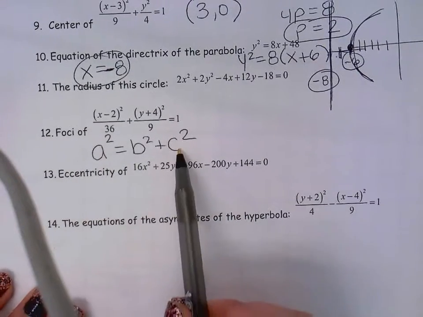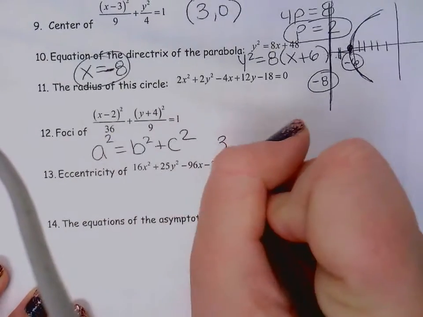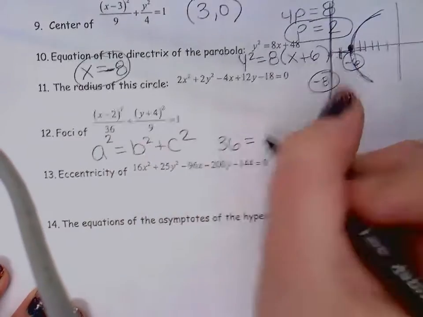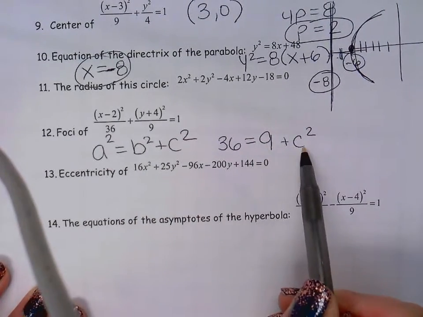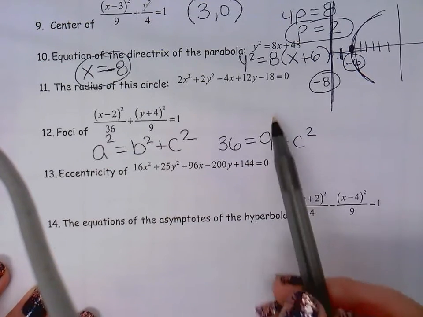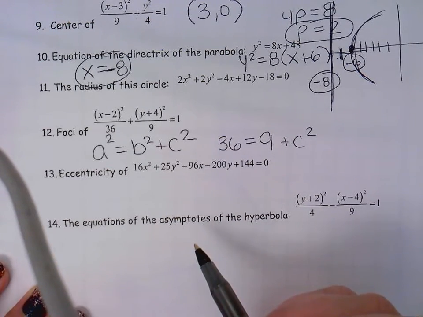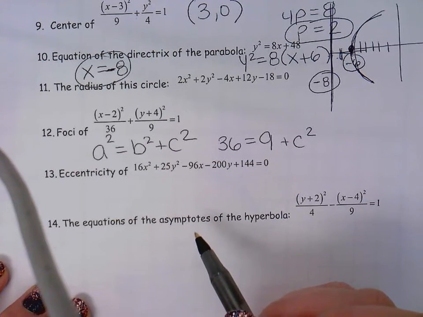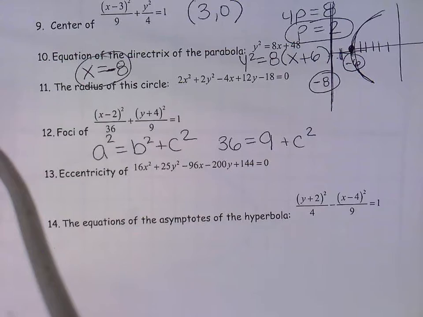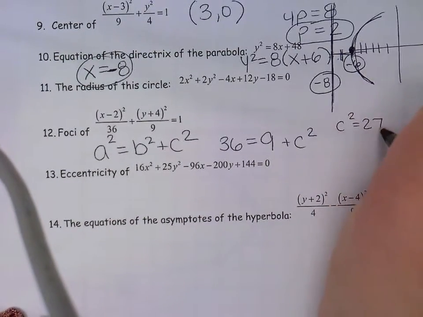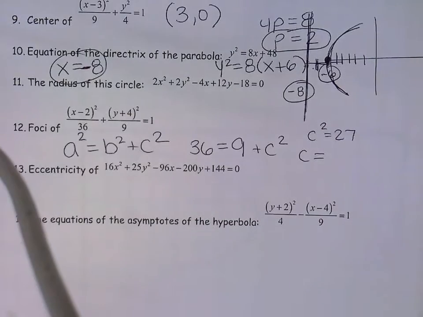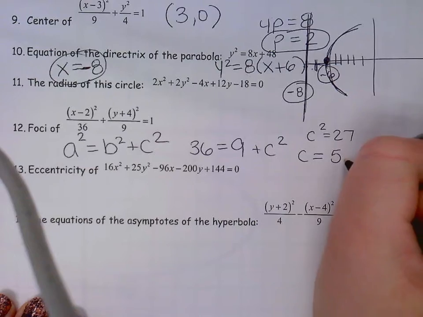So for our equation, a squared is 36, b squared is 9, so 36 equals 9 plus c squared. We would subtract 9 to the other side and then take the square root. So it ends up being the square root of 27, right? 36 minus 9 is 27. So if c squared is 27, c is, I actually have to round it because I'm going to graph it. Let's see, 5.2.